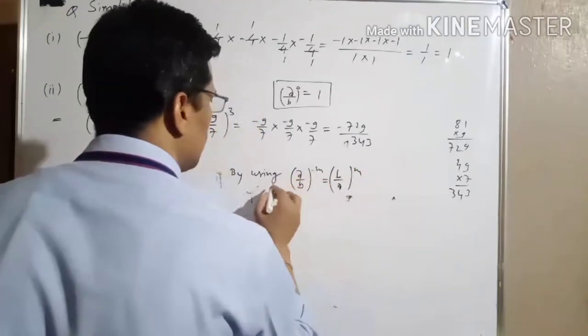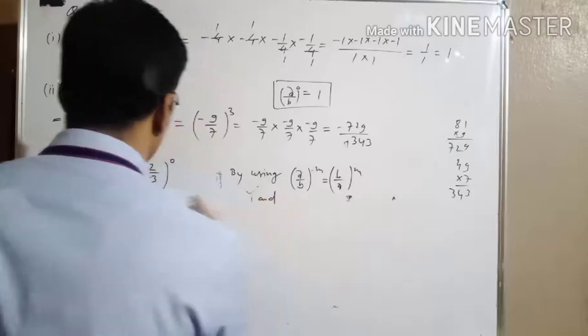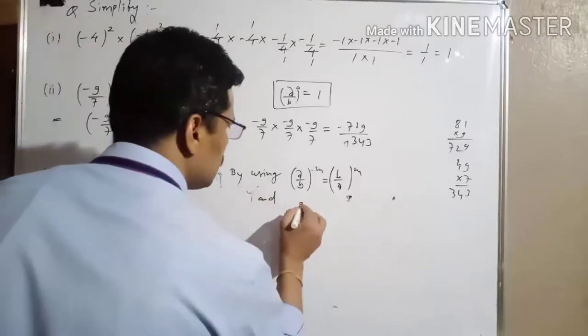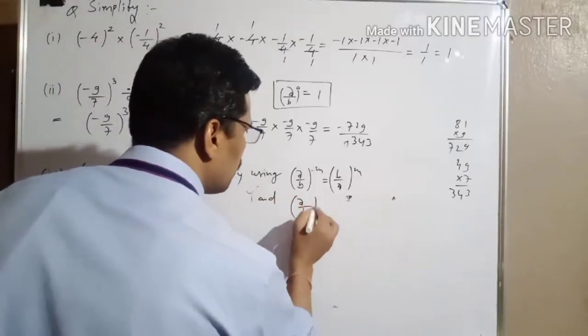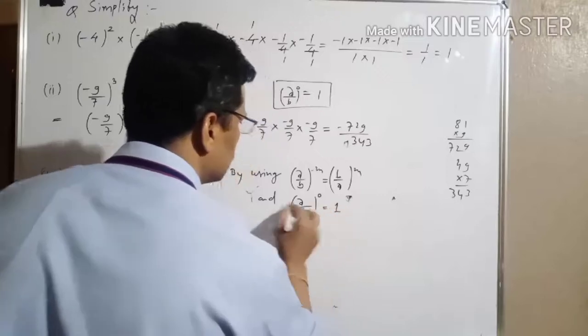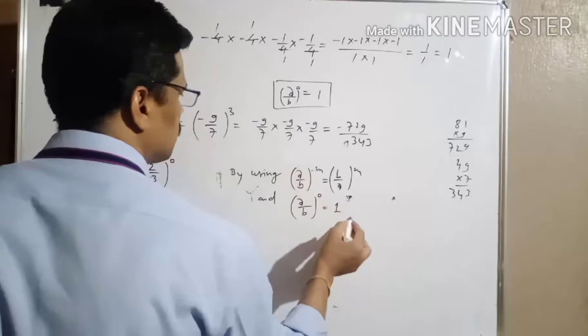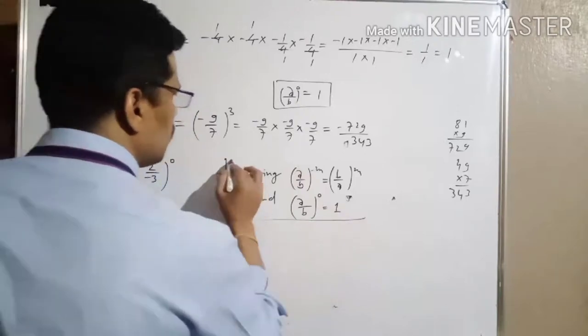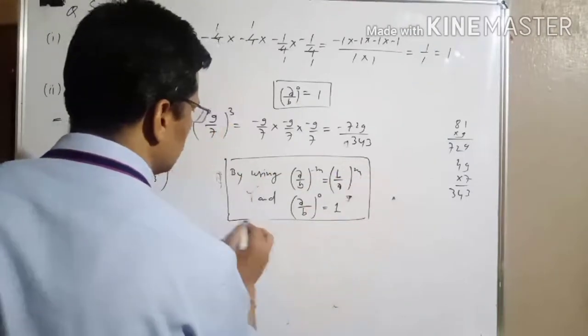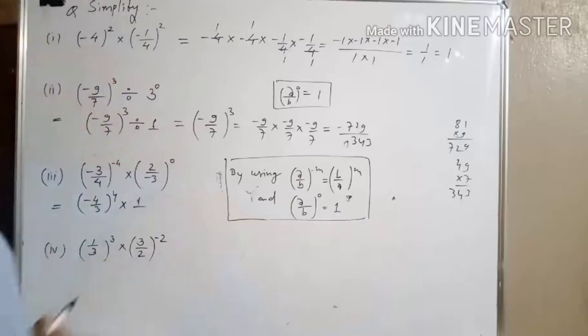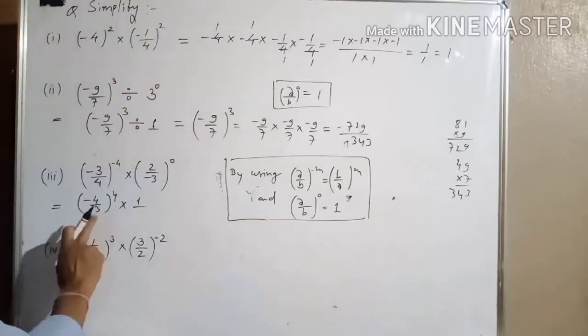And here a upon b power 0 is equal to 1. These two rules we are using here. We can write here 1.